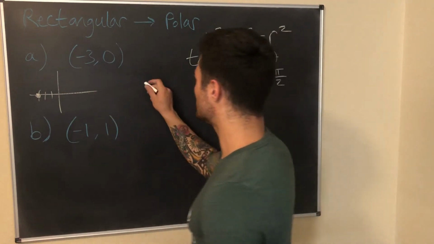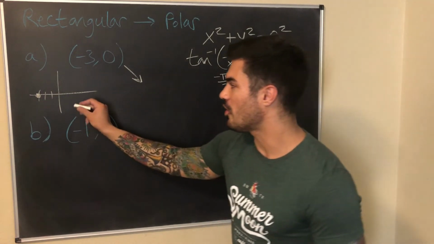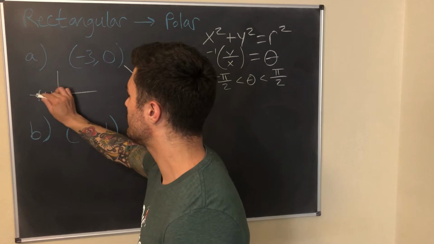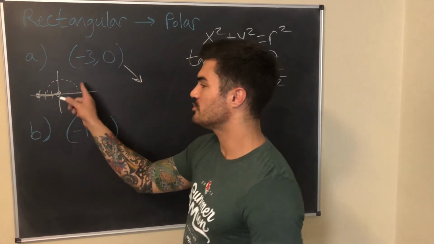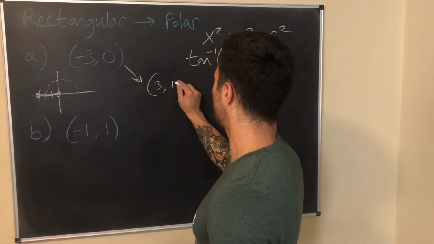So here we can simply convert this without using these formulas and say that our r is 3, because remember, that's the distance from our pole to the point. That's going to be 3, and the angle that takes us to that line formed between the two is pi. So we can simply convert this to 3 comma pi.